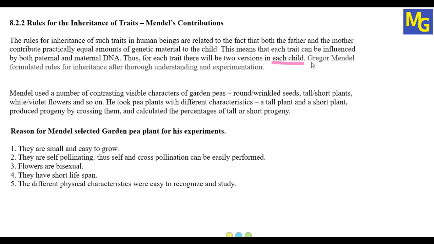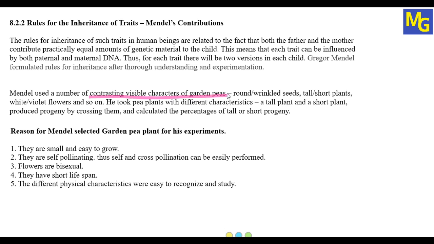Gregor Mendel formulated rules for inheritance after thorough understanding and experimentation. So all this study was done by Gregor Mendel, and after understanding and doing the experiments, he gave some of the rules of inheritance which we are going to study in this chapter. Mendel used a number of contrasting visible characters of the garden pea plant.